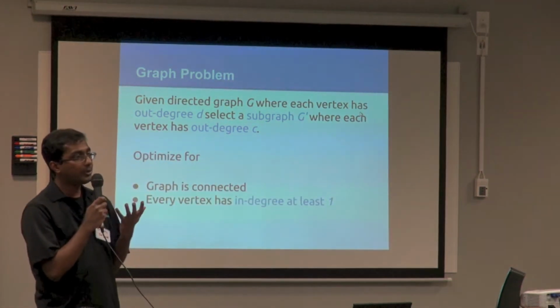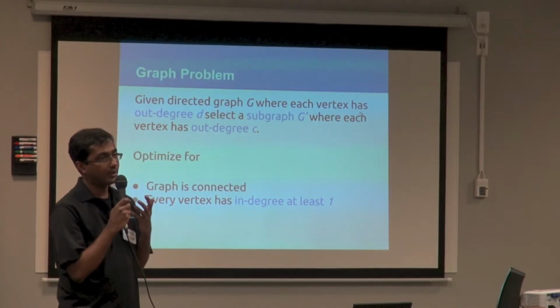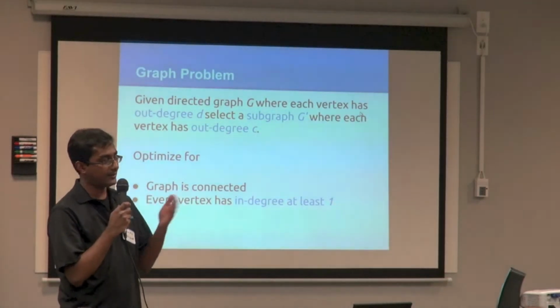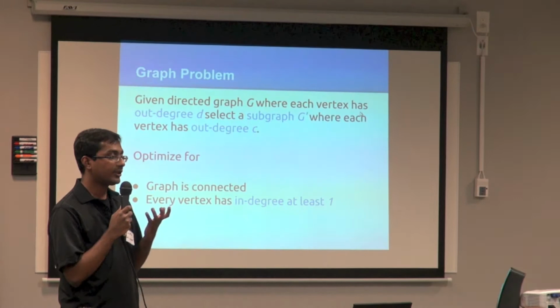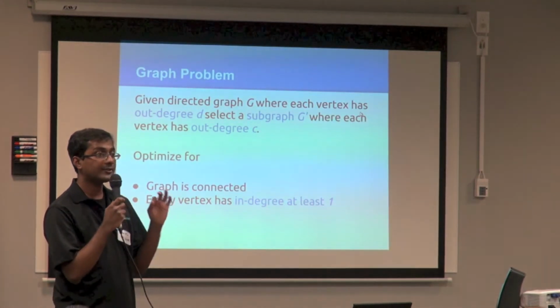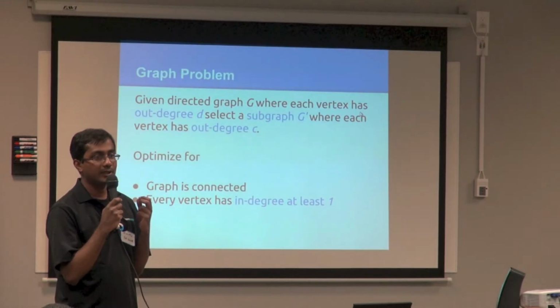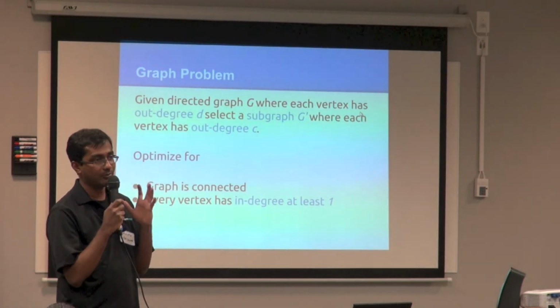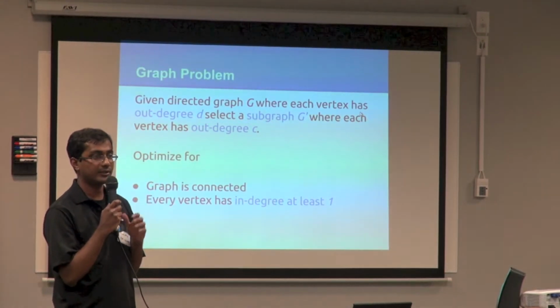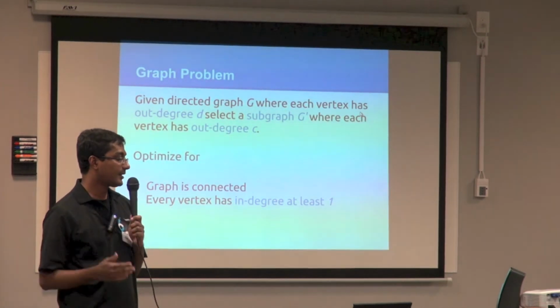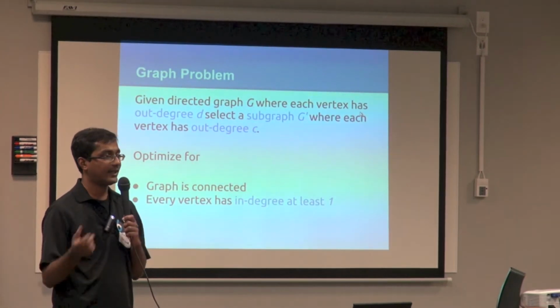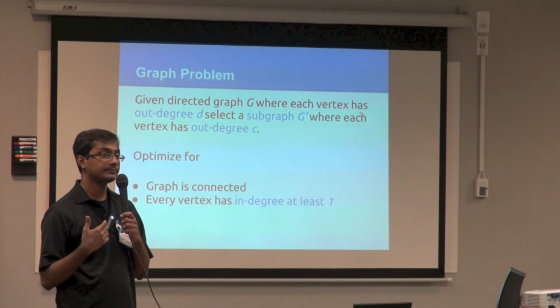And so what do we want to optimize for? It's natural to make sure that the graph is connected. Natural to ask that every vertex of the graph has an in degree of 1, which basically means every video is at least recommended by one other video. That's all. Okay? Very, very simple constraints. How do I make the graph connected, which in turn actually implies that every vertex has an in degree of at least 1. That's it.